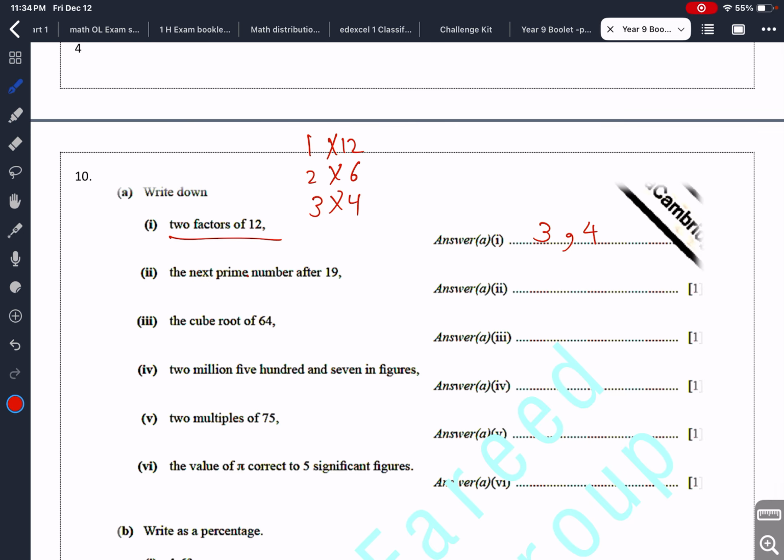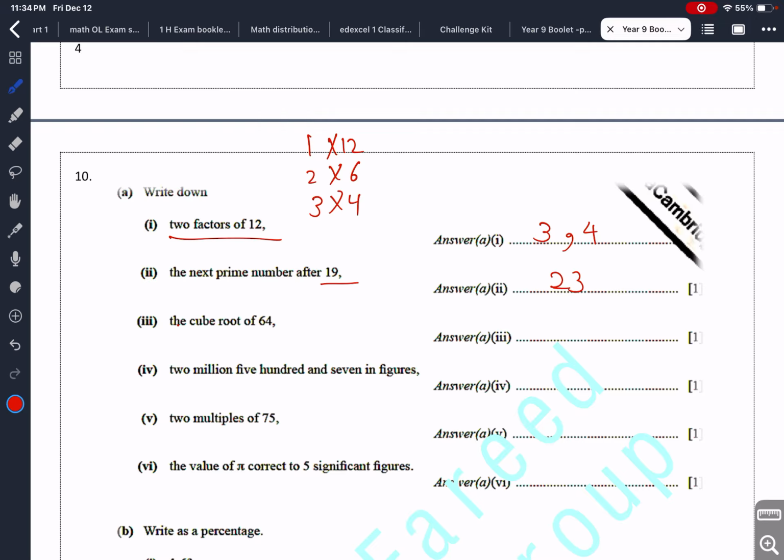The next prime number after 19. Try to find the prime number after 19, an odd number, because I said that the only even prime is 2, so the next number must be odd. We can say 19, 20 is not a prime, 21 is not a prime, 22 is not a prime, and the next will be 23, and this is a prime number, right?